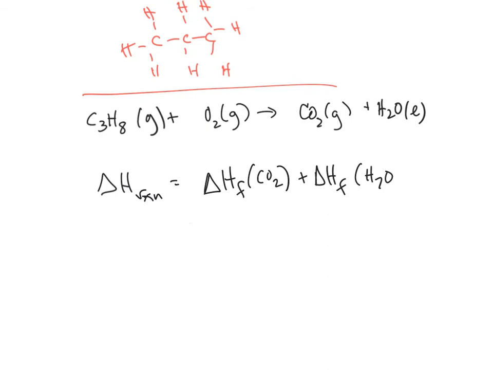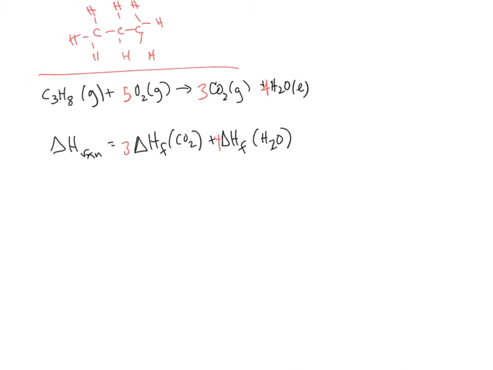Okay, we have 3 carbons, we have 8 hydrogens, and then the oxygens is 4 and 6 is 10, so that's going to be 5. So it's going to be 3 times the heat of formation of CO2 plus 4 times the heat of formation of water. That is the products here.